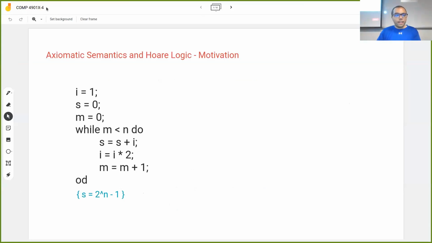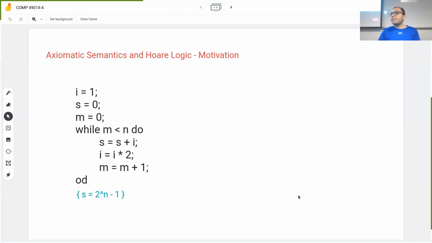Okay. So we've already seen two types of semantics. We saw operational and then denotational semantics. The next type of semantics that we're going to see is called axiomatic semantics, or, well, we're actually going to focus mostly on Hoare logic. And here the ideas are kind of different.